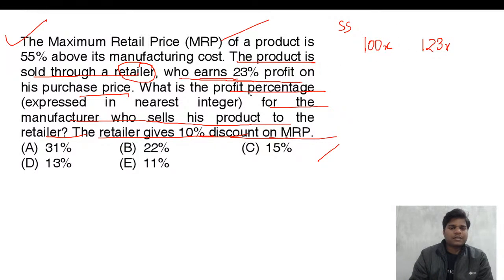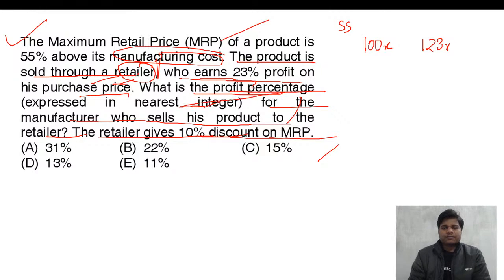So the manufacturer is this one. Where is the manufacturer? The manufacturer is this one, who sets the MRP 55% above the cost price. Fine. So what is the profit percentage for the manufacturer who sells his product to the retailer? Retailer gives 10% discount on MRP. Retailer gives 10% discount on MRP. Anyone got an answer there?